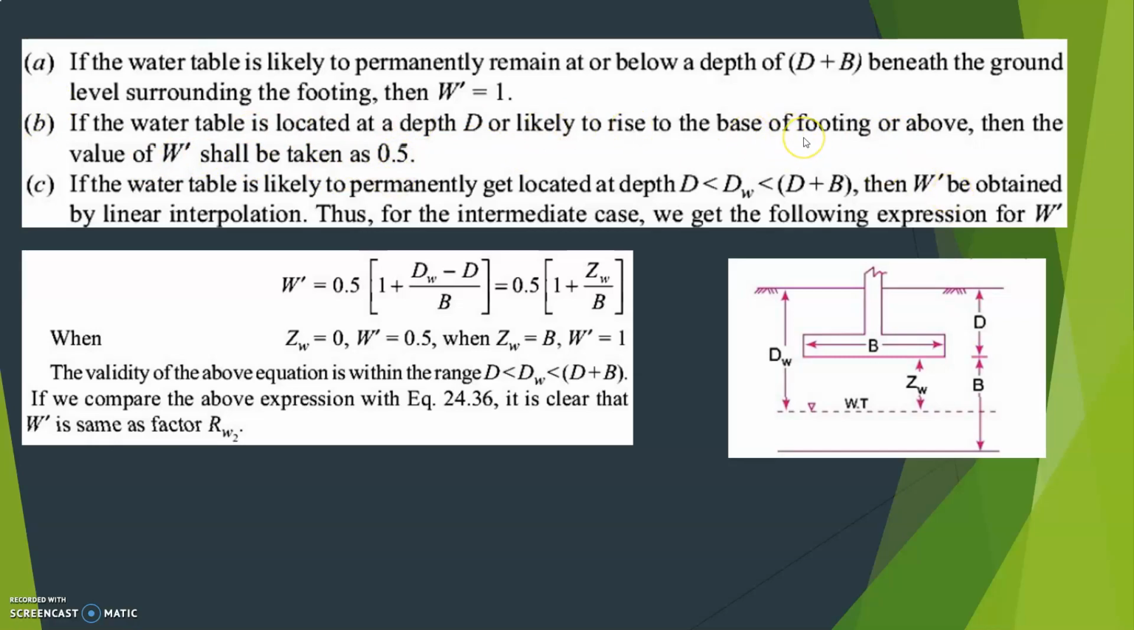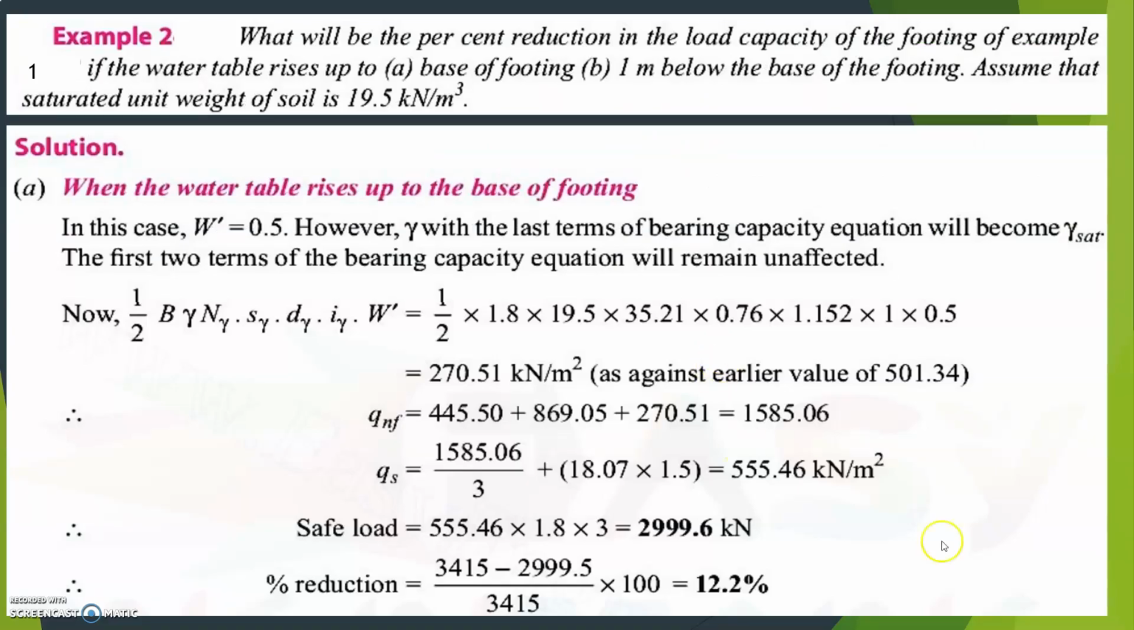At the base of the footing, the water table is at the base of the footing. The next case is if the water table is likely to permanently get located at a depth between D less than dW less than D plus B, then W dash is obtained by linear interpolation, that is given by using this formula: W dash is equal to 0.5 times of 1 plus dW minus D divided by B. So we use this formula to find that. Now let us take W dash is equal to 0.5 as per this statement. So here now W dash is equal to 0.5.